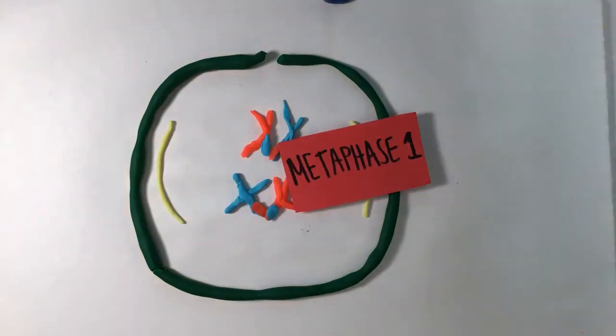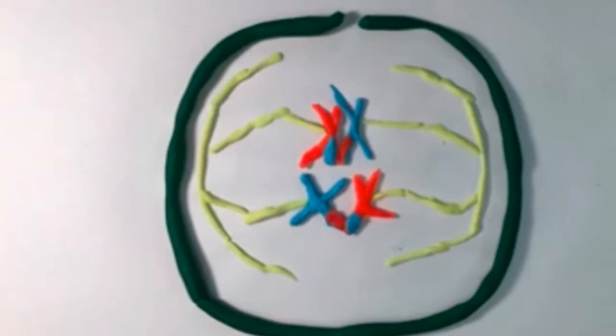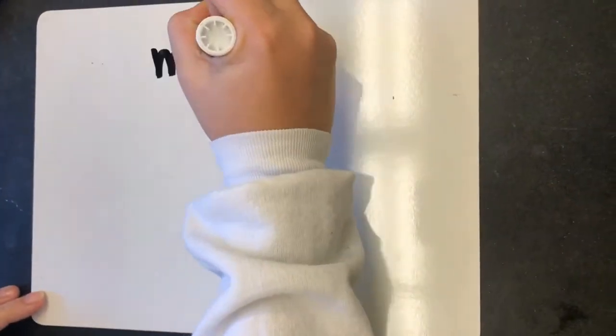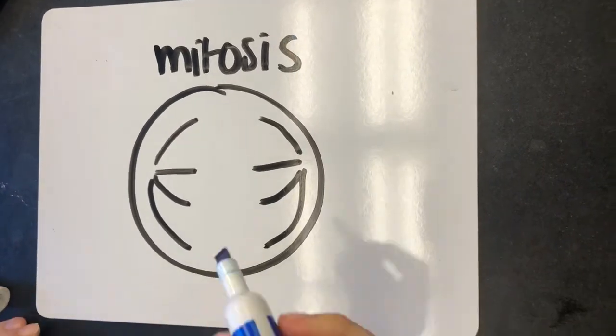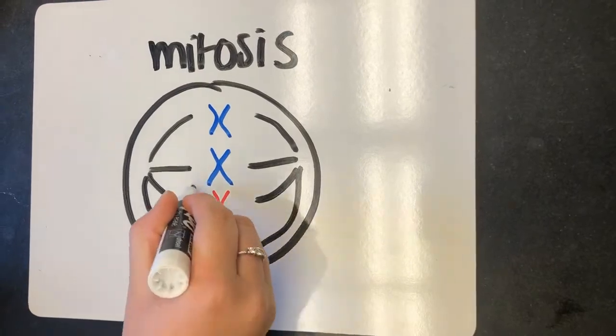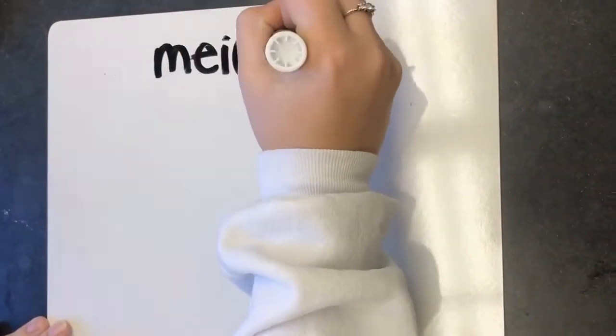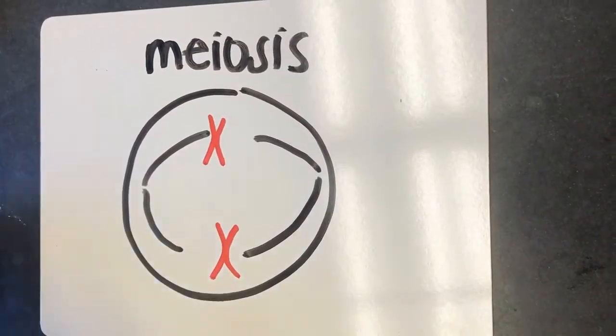Next, in metaphase 1, the nuclear envelope is completely gone and the homologous chromosomes start to line up in the middle of the cell. Unlike in mitosis where the sister chromatids get pulled apart, in meiosis the sister chromatids stay together and the homologous pair gets pulled. In metaphase of mitosis, the chromosomes line up individually, while in metaphase 1 of meiosis, the chromosomes line up in pairs to form a tetrad. These homologous pairs get pulled to either side of the cell by the spindle fibers.